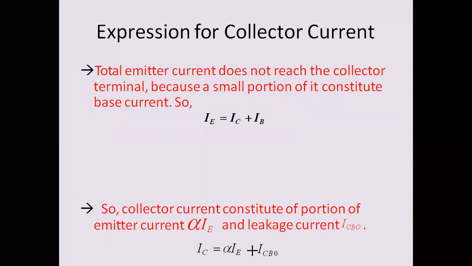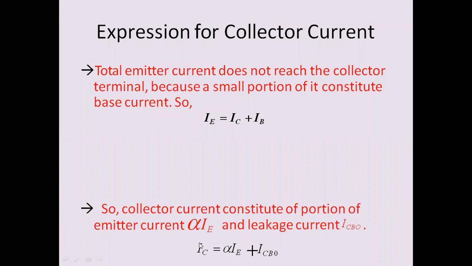Okay. Now coming to the expression for collector current. In the previous class, we discussed that emitter current is IC plus IB. You all know that, because of the charge carriers, some are distributed to the base and the rest of the charge carriers move to the collector. So that's why emitter current is equal to IC plus IB. We will explore that emitter current now.